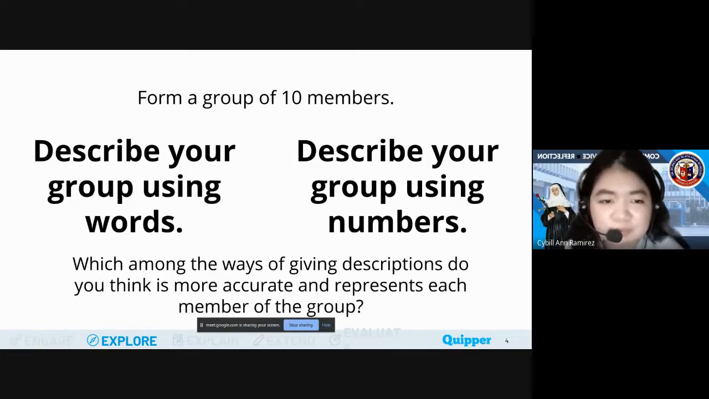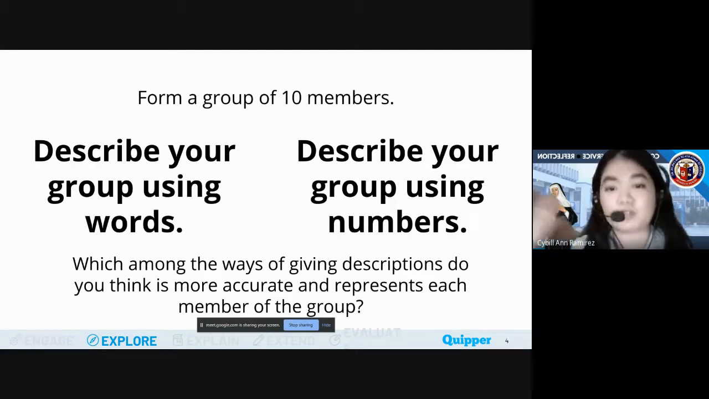Now, if I were to ask you, which of the two is much more accurate and really represents each member of the group? Meaning, it's accurate, it's not based on an opinion. At the same time, both of their answers are actually correct. Jessa described her group perfectly based on her own perception, and how she sees it. I know her classmates would agree as well. And Irene described her group according to how many they are in the classroom. Although both are correct ways of describing each group, which is more accurate and really represents each member of the group? It really says something about each member. It's very accurate, regardless if it's part of the strand or not.